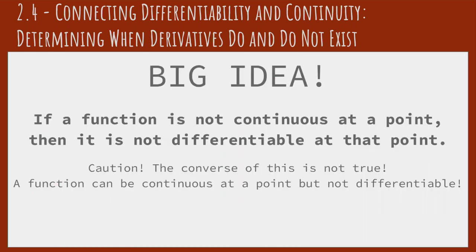Okay, so this is a really big idea for this class. If a function is not continuous at a point, then it is not differentiable at that point. So that includes any points that are not in the domain of a function. If a function is not continuous, then it is not differentiable. It's really important that we understand that the converse is not true. So the converse is if we flip the if and then parts, we cannot say that if a function is not differentiable, then it's not continuous.